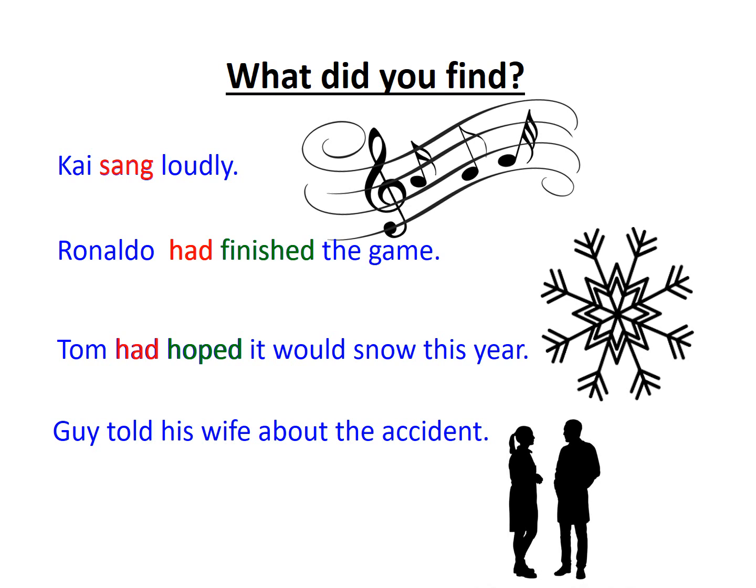And finally, Guy told his wife about the accident. He told his wife about the accident. There's only one verb in that sentence. And in this particular case, we know that that must be the finite verb. So no, it's not a non-finite verb, just to clarify. Sounds a bit tricky, right?